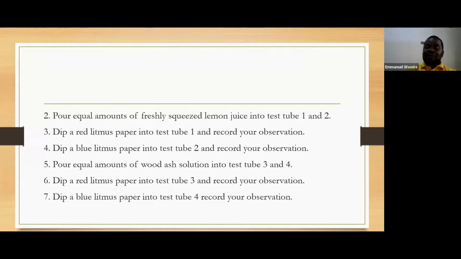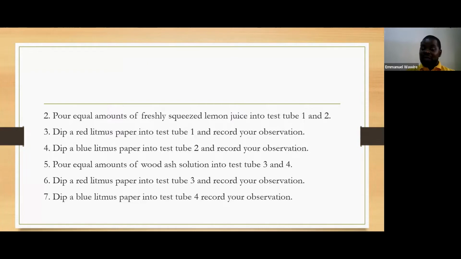Now, step number 4, sorry, they dip a blue litmus paper into test tube number 2. And remember, test tube number 1 and 2 have the same solution, which is lemon juice, and they record the observations. So they'll have seen the behavior of a red litmus paper in that solution. They'll have seen the behavior of a blue litmus paper in the same solution. That will make them start thinking, why the difference? Then they go to step 5.